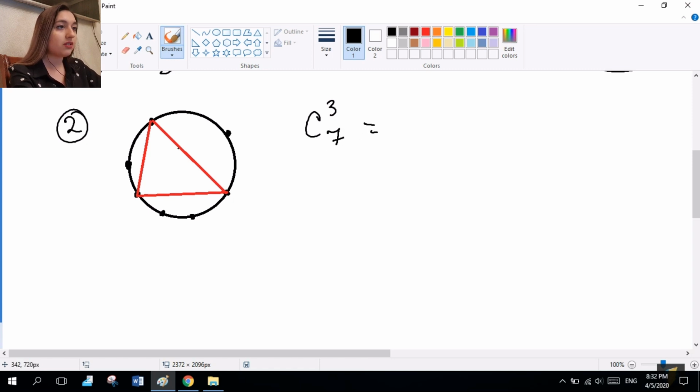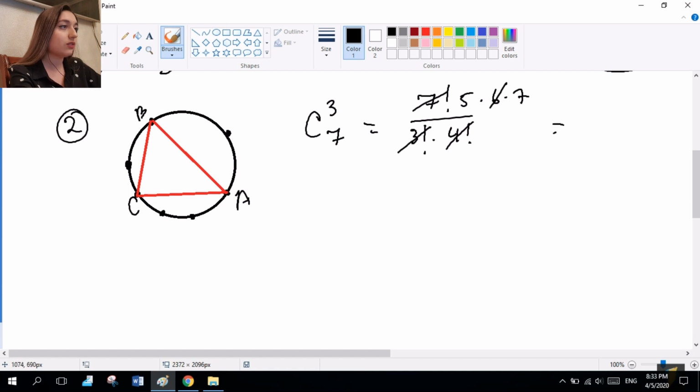I used C because the order of these points doesn't matter, because ABC and CBA is the same thing. So it will be 7 factorial over 3 factorial times 7 minus 3, which is 4 factorial. I cancel these two out, it will be 5, 6, 7. We know that 3 factorial is also 6, so we can cancel these two out. It will be just 35.